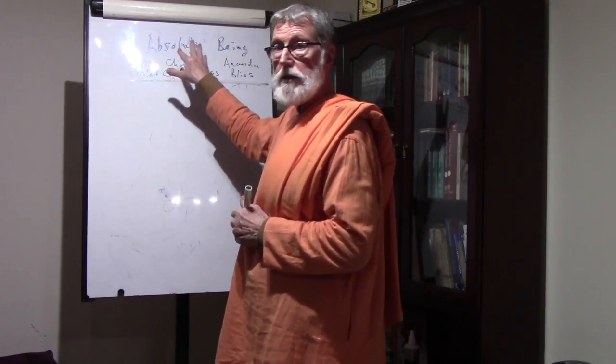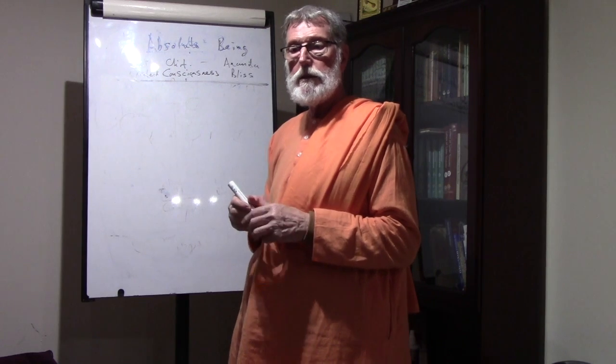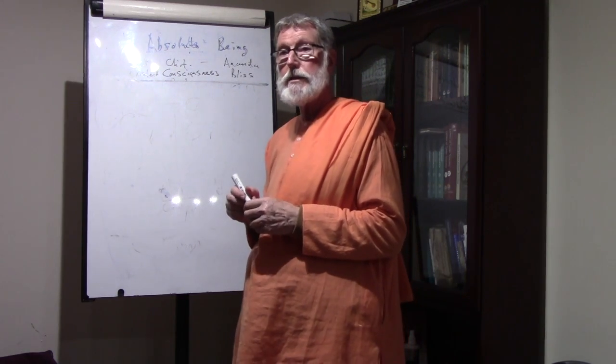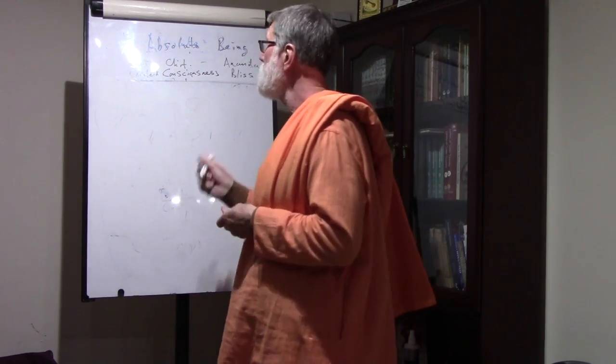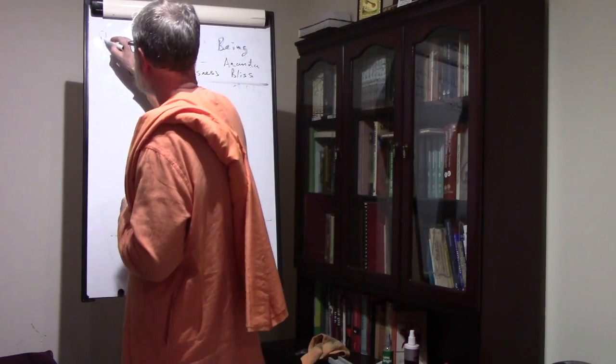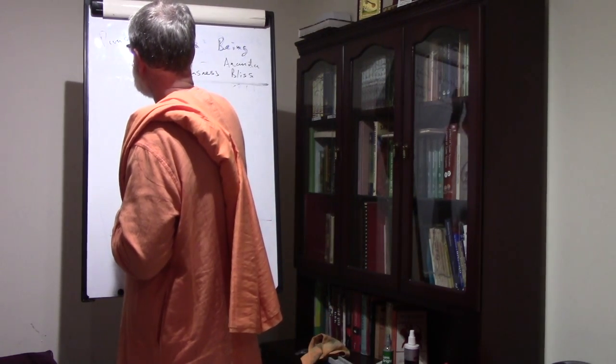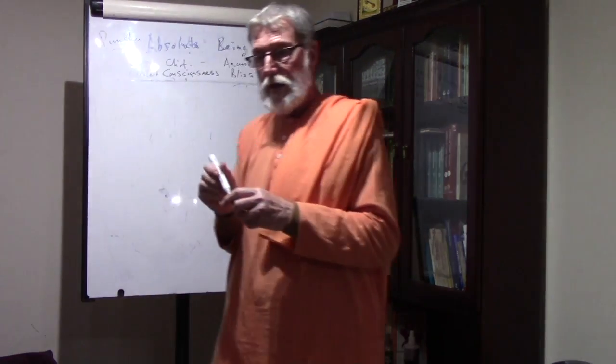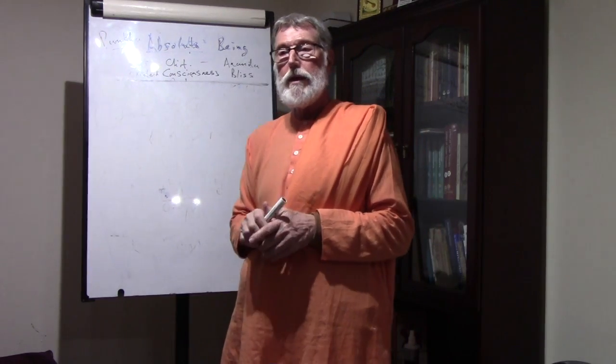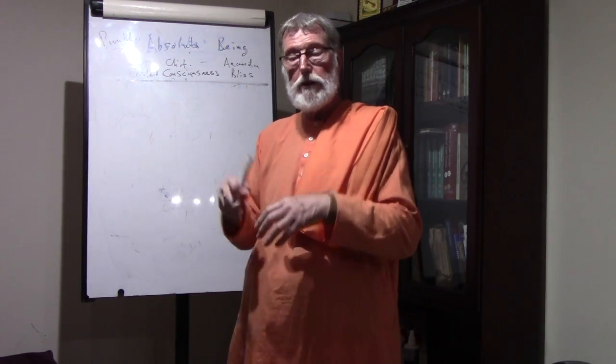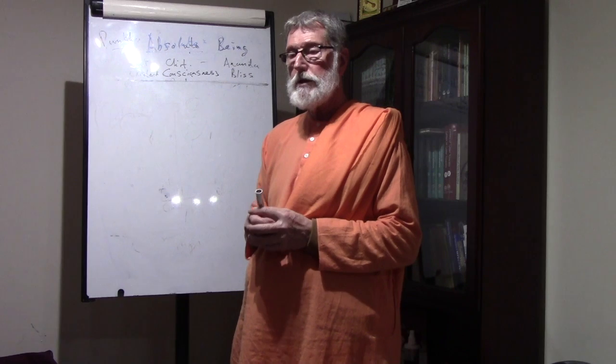Our beginning point is there's only one entity. This is described in the 13th chapter as the knower of the field. We put it here as Purusha. Purusha, the knower of the field. That means, from the Sankhya point of view, there are many, many knowers of the fields. There are many Purushas. It's a dualistic system.